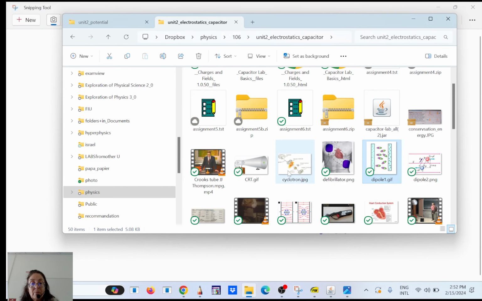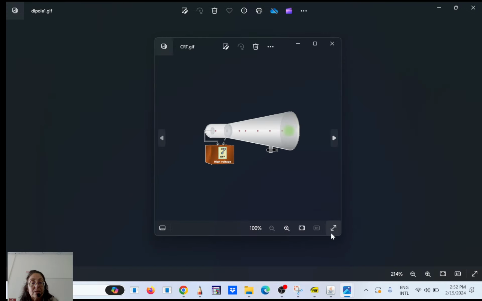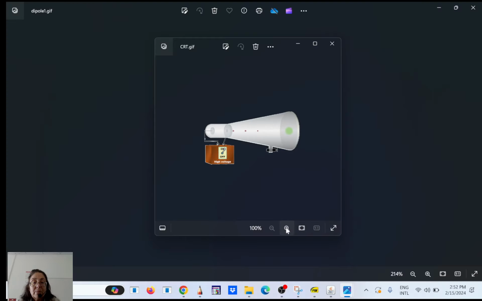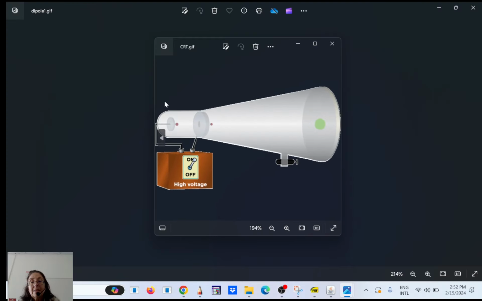So if you go back to the cathode ray tube, for example, that you use to make X-rays, I don't know if I can make it bigger. Do you see? These are electrons. So if these are electrons, that electrode is what? Negative or positive?